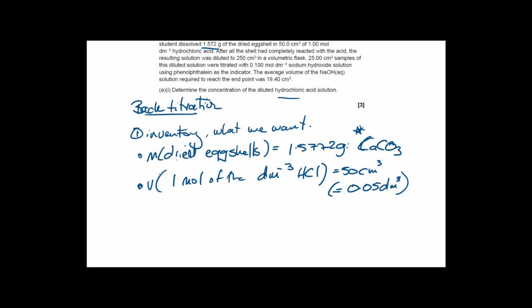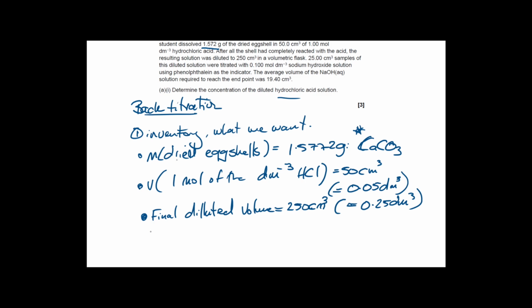0.05 liters really. So the final diluted volume, we're told, is 250 cm³, which we would put into decimeter form, and that's going to be, dividing by thousands, 0.25 dm³.